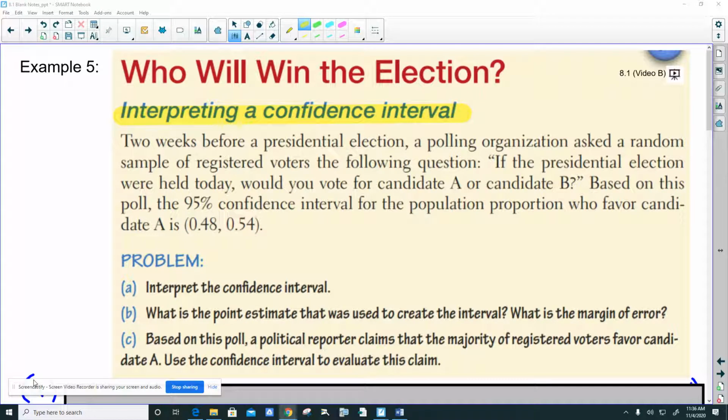In this example titled, Who Will Win the Election? It says 2 weeks before a presidential election, a polling organization asked a random sample of registered voters the following question. If the presidential election were held today, would you vote for candidate A or candidate B? Based on this poll, the confidence interval for the population proportion who favor candidate A is, and then you can see we have a confidence interval that's constructed. So this represents the proportion of the population who would be in favor of candidate A.